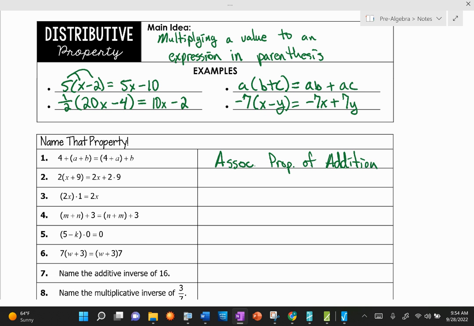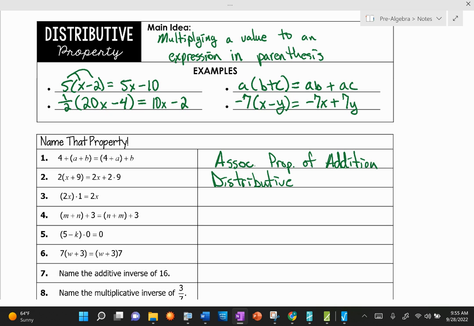We've got 2 times the factor x plus 9. What'd you say, Cohen? Distributive. Okay. See if you can fill out the rest of those. 3 through 6, I think we should get. 7 and 8, let's see if you can figure them out. See if you can finish off the table.